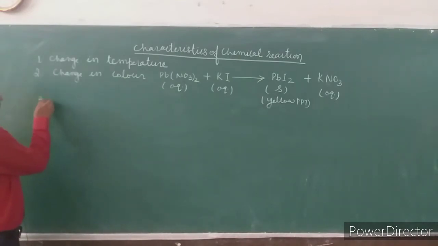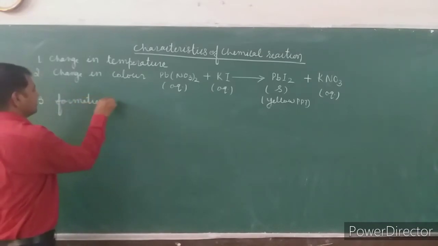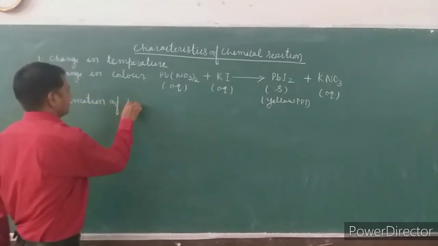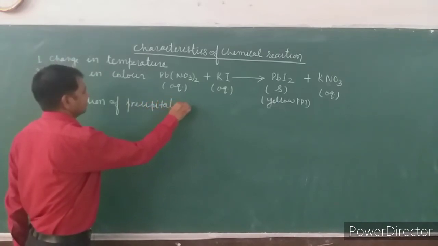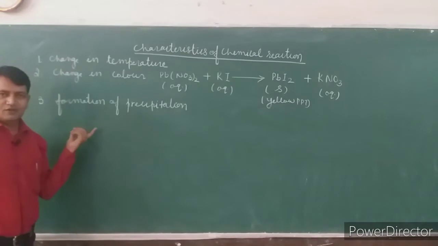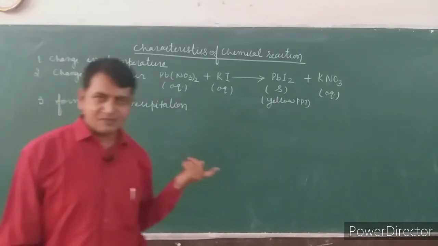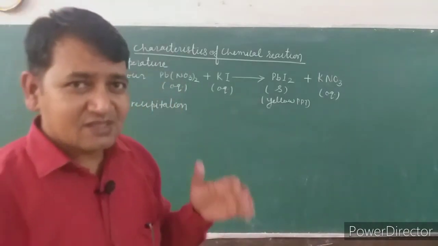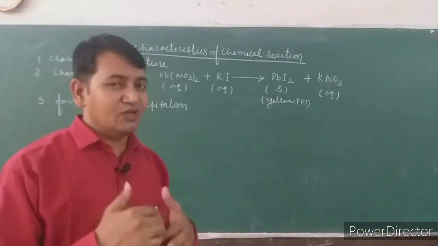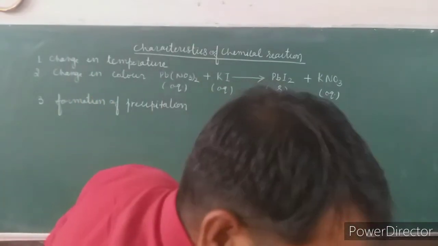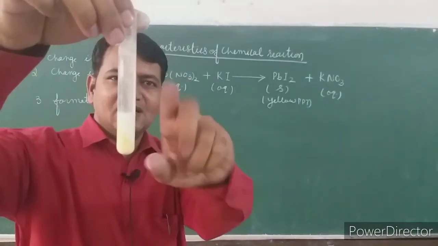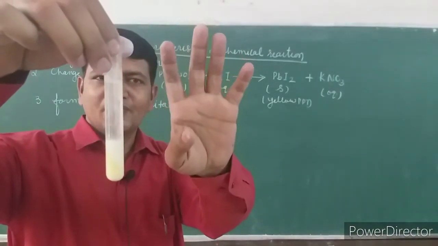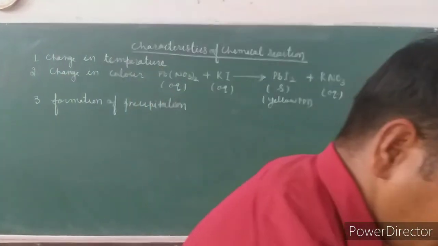Now the third, that is formation of precipitate. I have already explained that when we are mixing liquids and there is a formation of solid in the liquid, like this, you can observe that the solid has settled at the bottom and the liquid is above. This condition is known as formation of precipitate.